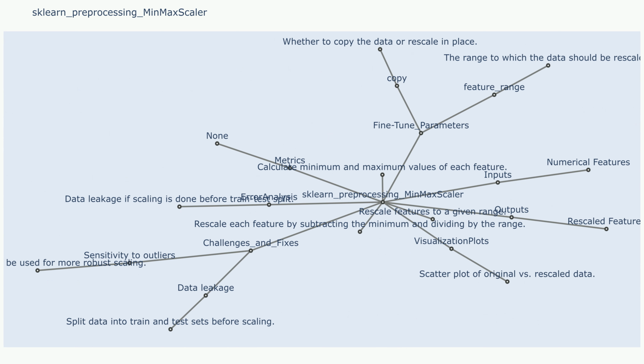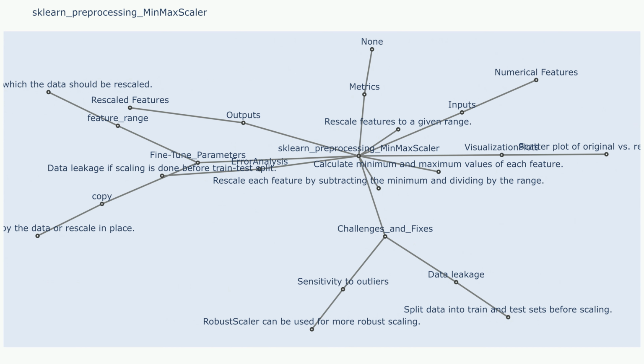Fixes to Challenge 1. Consider using robust scaling methods like robust scaler or standard scaler, which are less affected by outliers. Alternatively, handle outliers before scaling using techniques like capping or removal.